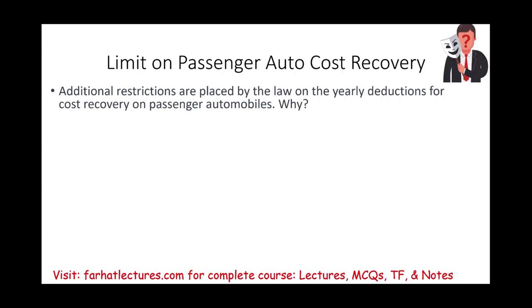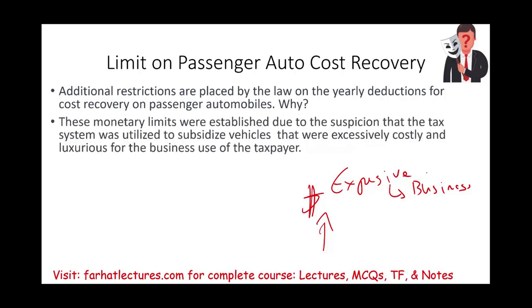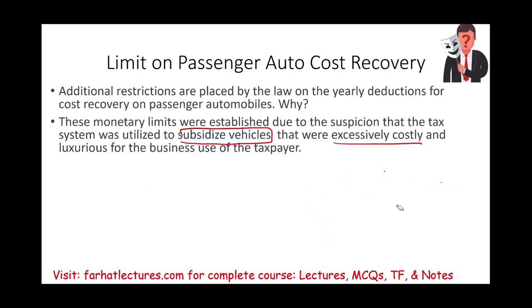What happens is this: if you are well off, you can buy an expensive vehicle and use this expensive vehicle for your business, because you can afford it. And if you can afford it, most likely you're in a high tax bracket. So you can get an expensive vehicle, enjoy the expensive vehicle, and get a good tax deduction because your tax rate is high, and the government is subsidizing this vehicle. Because of these potential abuses, these monetary limits were established due to suspicion that the tax system was utilized to subsidize vehicles that were excessively costly, unnecessarily costly, and luxurious for the business. Therefore, they say, okay, you want to buy an expensive vehicle, that's fine, but we're going to limit you. We're going to deal with this using the auto luxury limit.